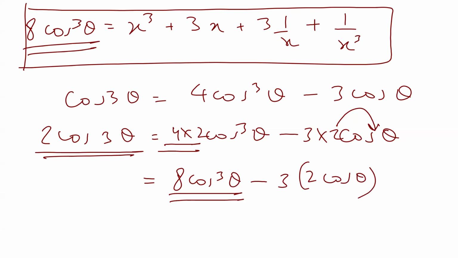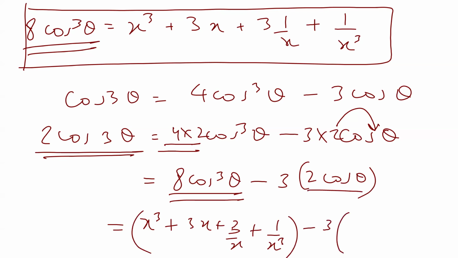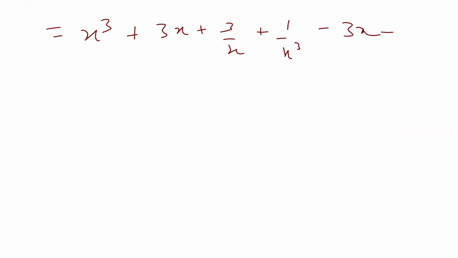Now 8 cos cube theta, we have this value, x cube plus 3x plus 3 upon x plus 1 upon x cube, minus 3 into 2 cos theta. 2 cos theta value we have, x plus 1 upon x. So we are going to open this bracket. So x cube plus 3x plus 3 upon x plus 1 upon x cube minus 3x minus 3 upon x. I have multiplied that round bracket over there.